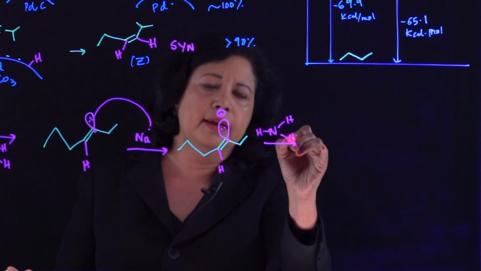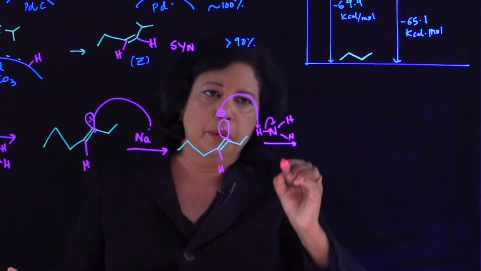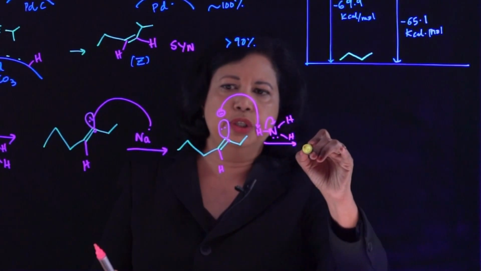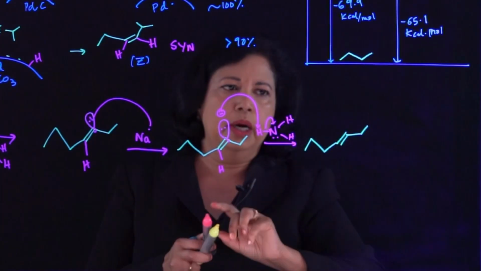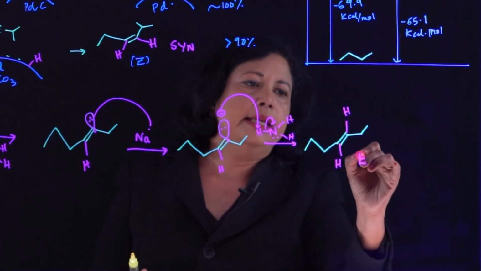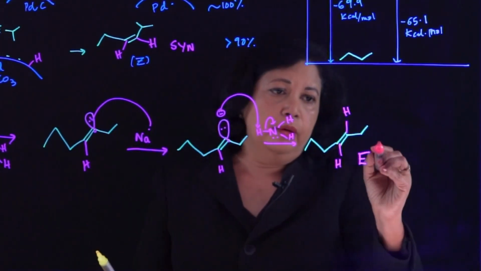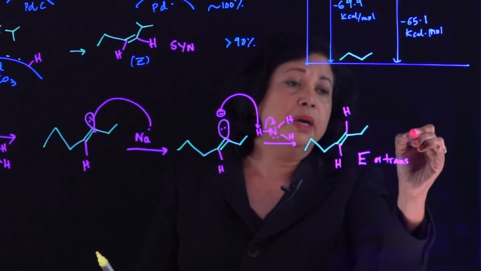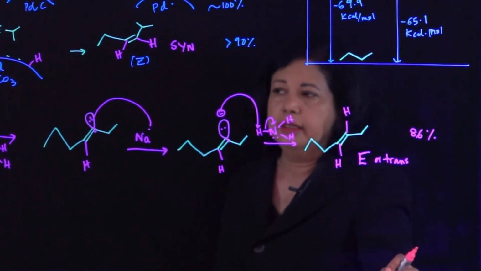Again, vinyl anions are quite basic, much more basic than ammonia, NH3. So now that you have your hydrogens on opposite sides, that's perfect because you are going to get an anti-addition, giving you an E, or what you may call a trans alkene. And this is about 86%, which is pretty good considering that you're just throwing some ammonia and sodium into this alkyne.